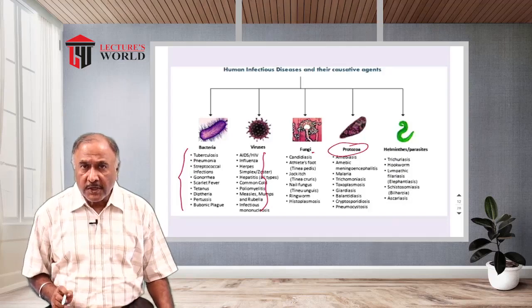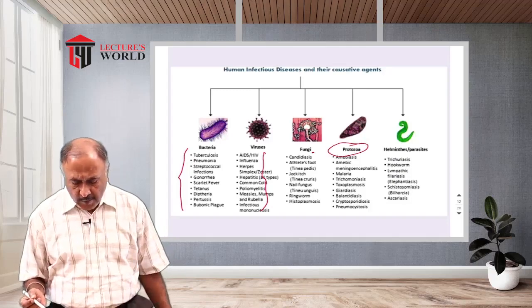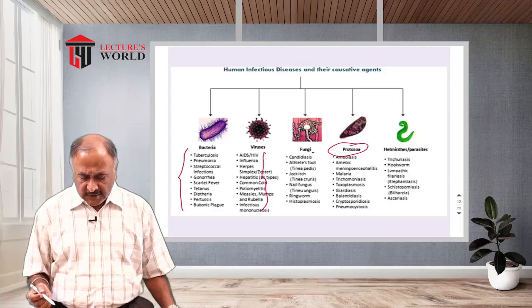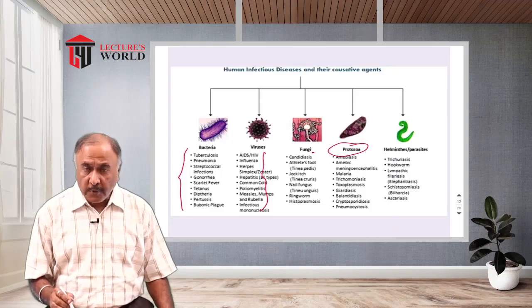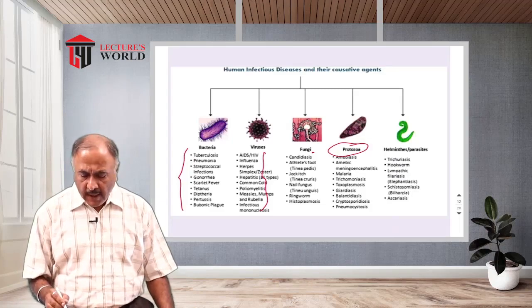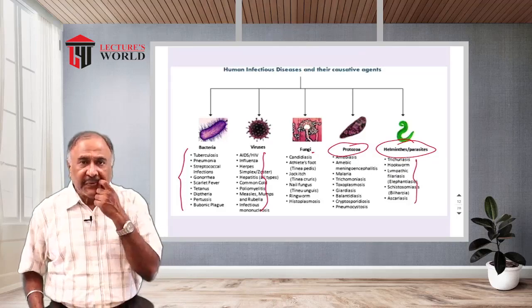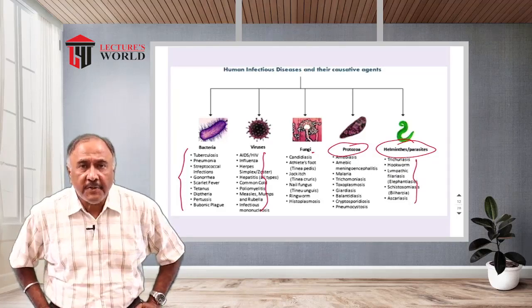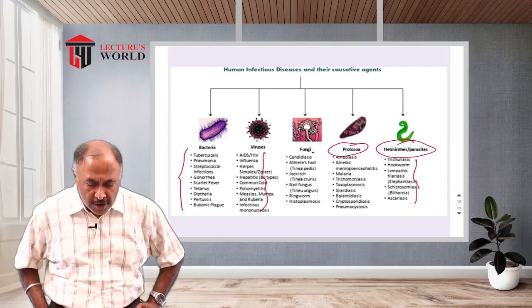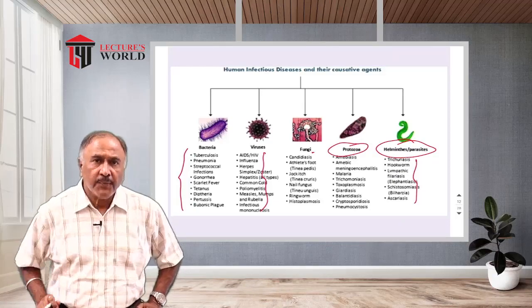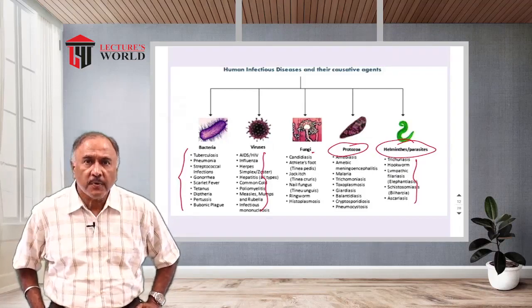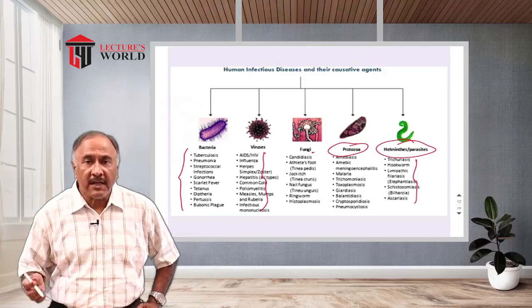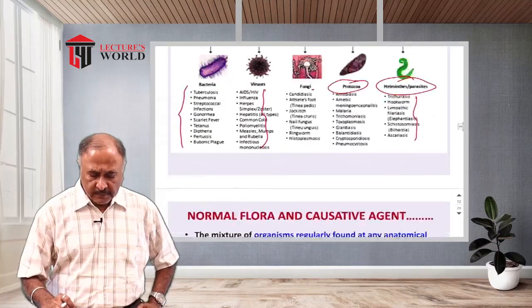Then we have protozoal diseases. Protozoal diseases include malaria, trichomoniasis, giardia, cryptosporidiosis, etc. And helminths, these are the worms. So these are the various diseases which are caused by causative agents, and a causative agent may fall into any of these categories. It can be bacteria, virus, fungi, protozoa, or even helminths, that is, the worms.